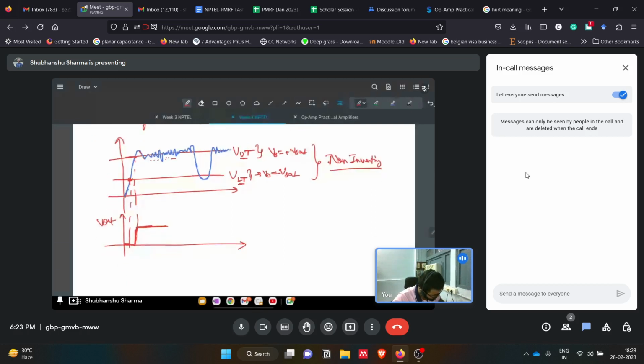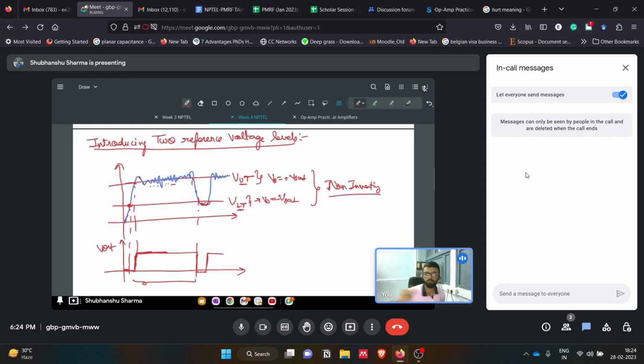So it will be like this. Once again, if a big fluctuation comes, only once it crosses this LT will the output become zero. Otherwise, it will not. So we were significantly able to reduce fluctuations in the output. That's how, by introducing two reference voltages, we can make our system immune to these noises.